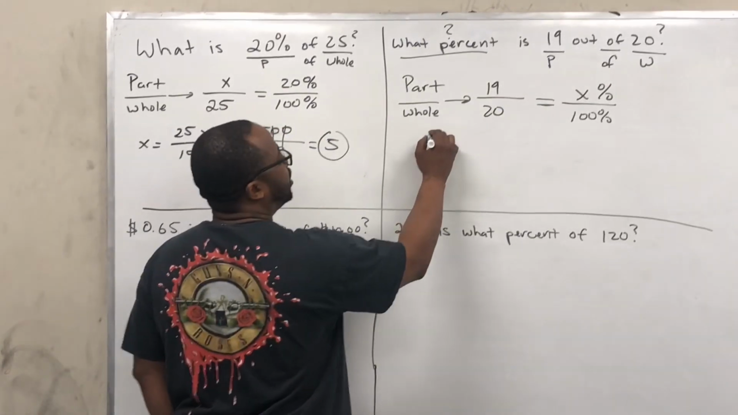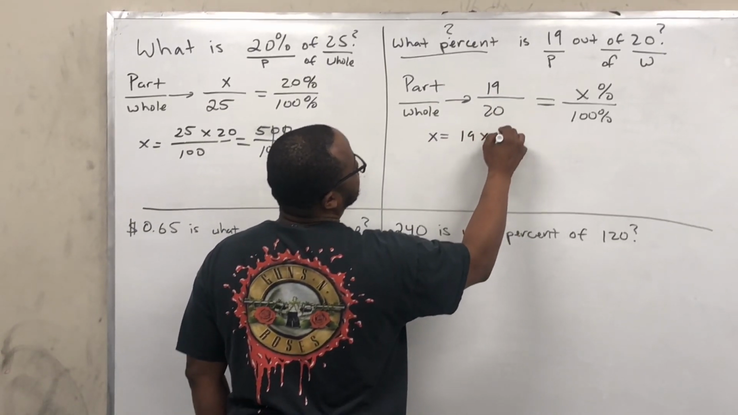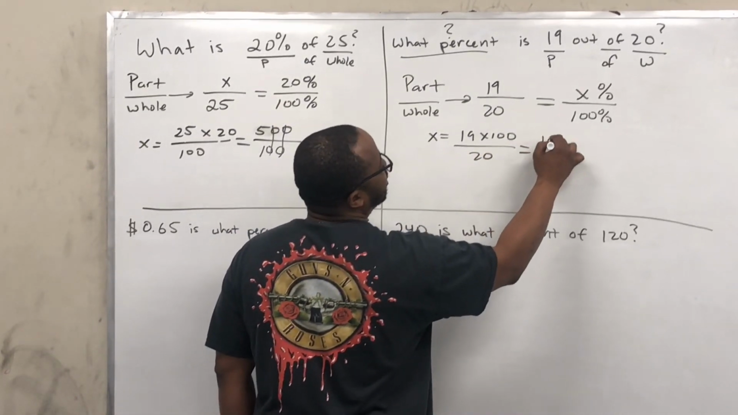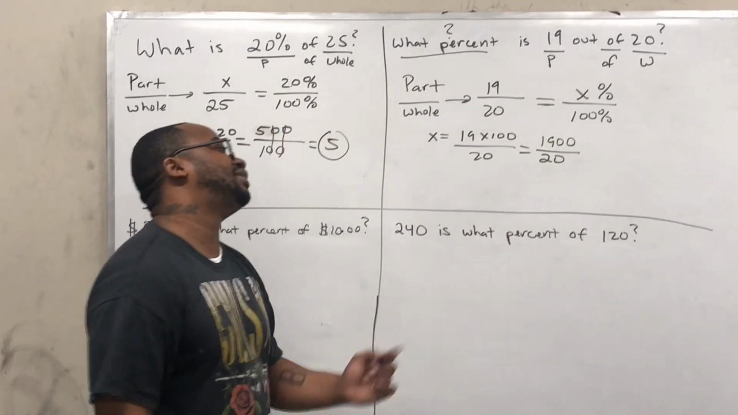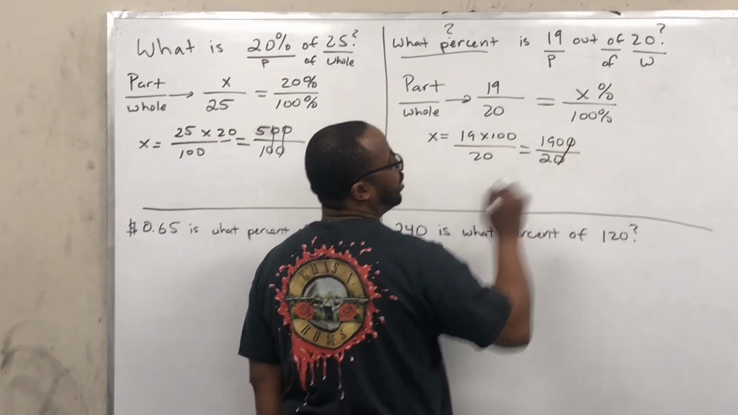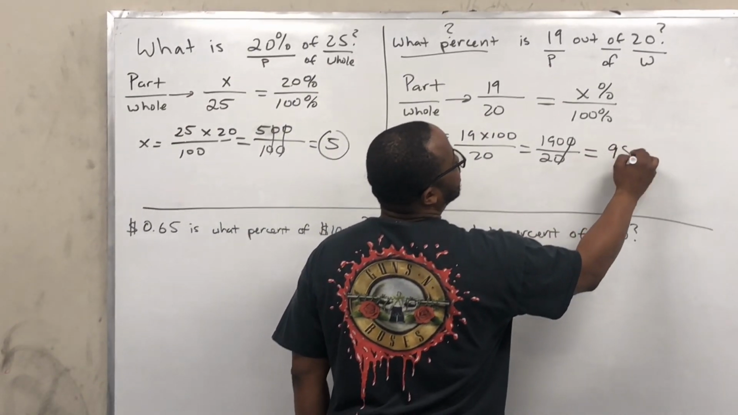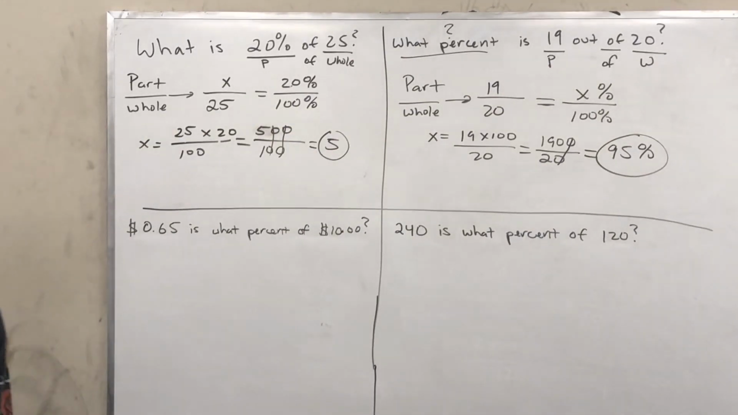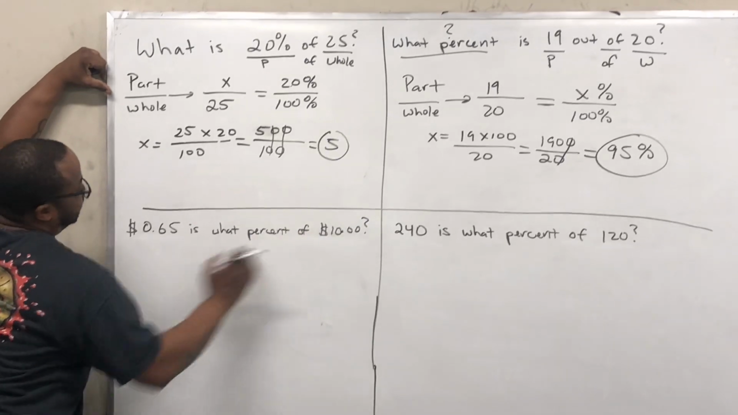So once again, to do this, x is going to be equal to 19 times the 100 divided by the 20. So 19 times 100 is going to be 1900 over 20. And remember what I said, since there's zeros in the last place, we can cross them out. 190 divided by 2 is going to give us 95. And it's the percent we're looking for, so 95%. Okay?